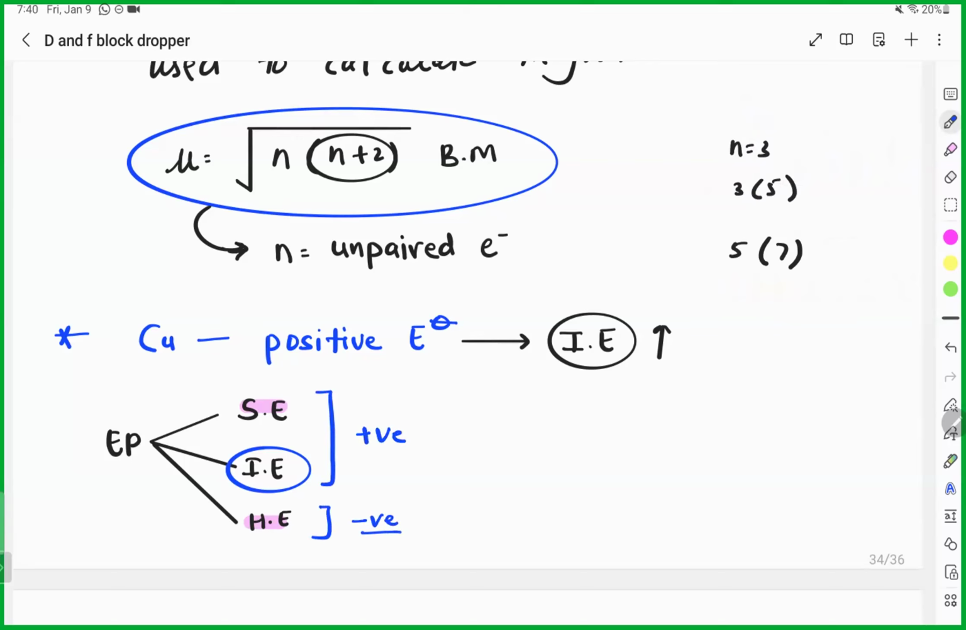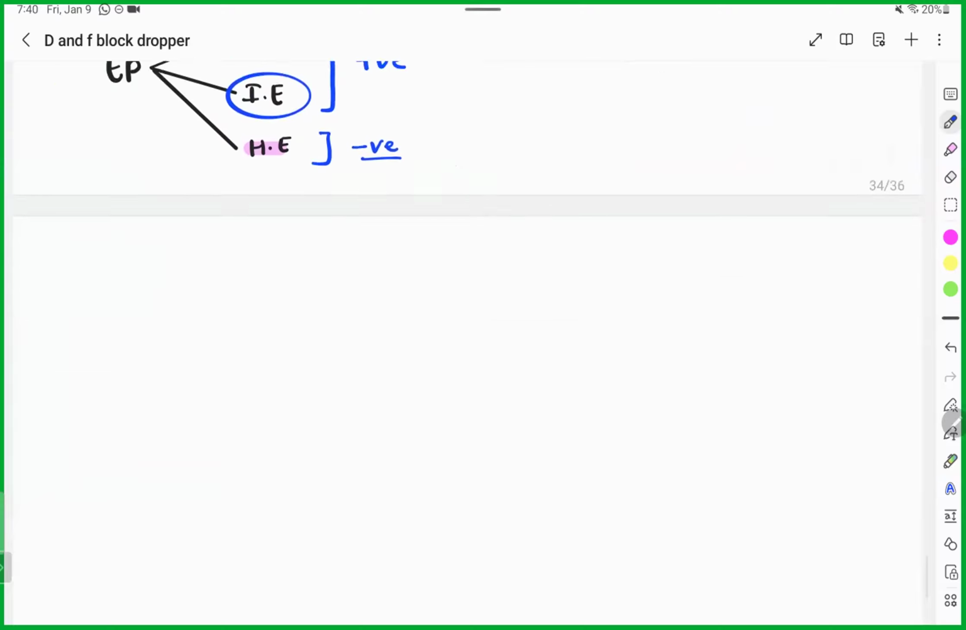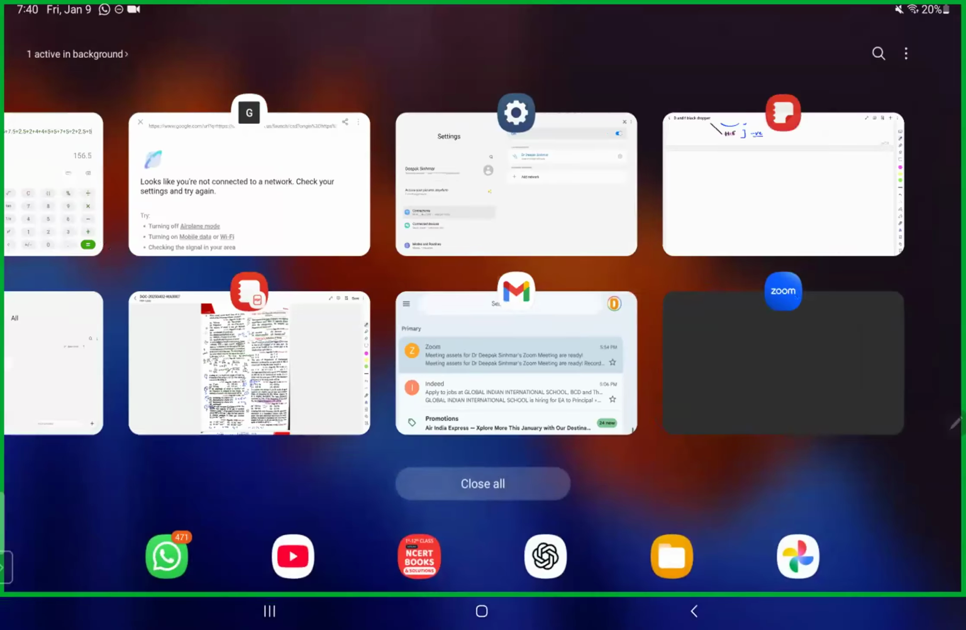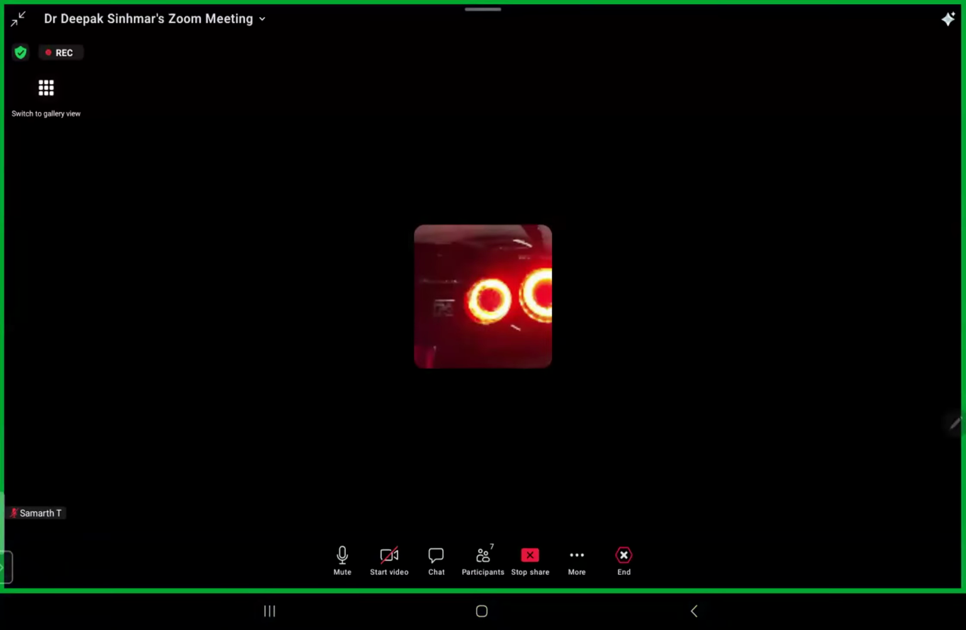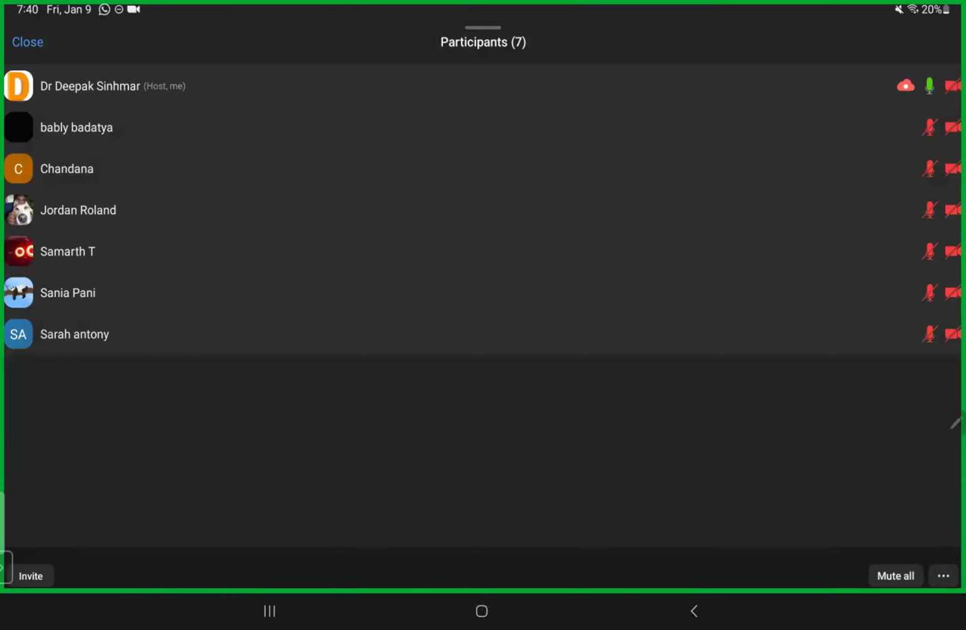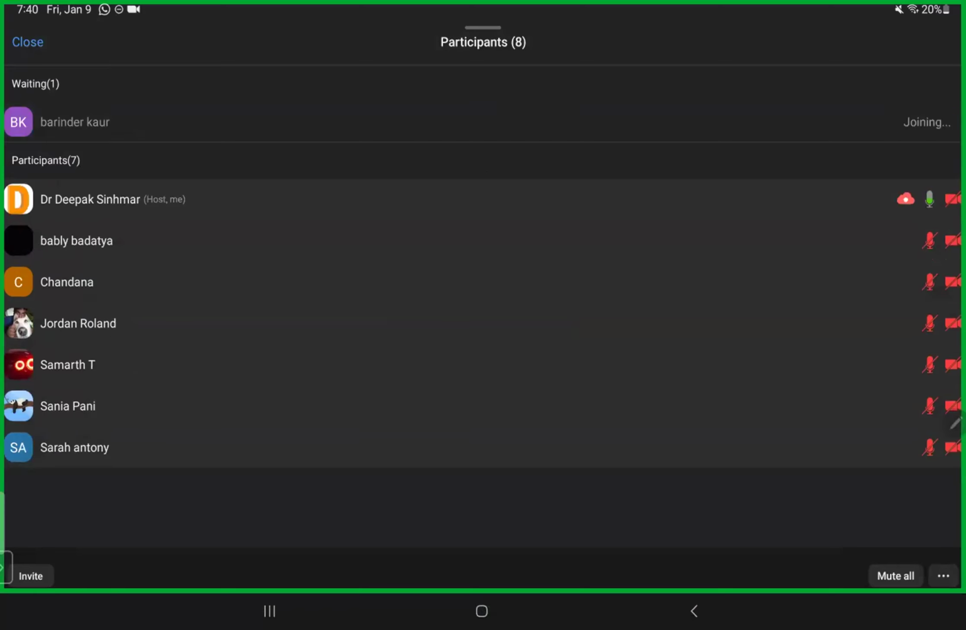Understood? Yeah, sure. So how many of you are there? I think one of the persons is missing. There are 7 people: Pratigya, Chandana, Jordan, Samarth, Tania, Sarah, Barinder. I was thinking there were 7 people.